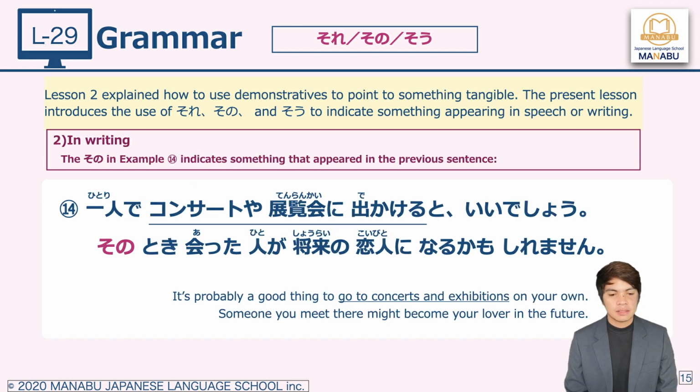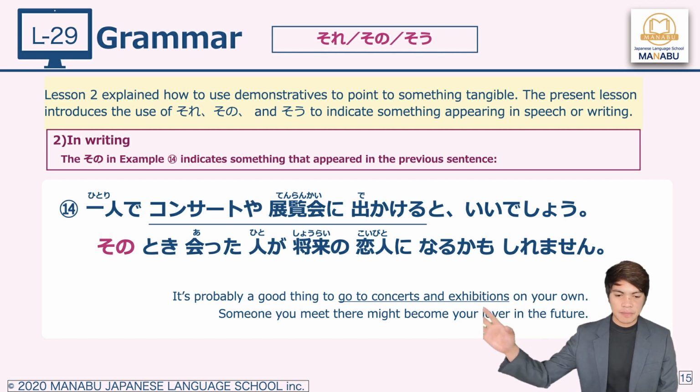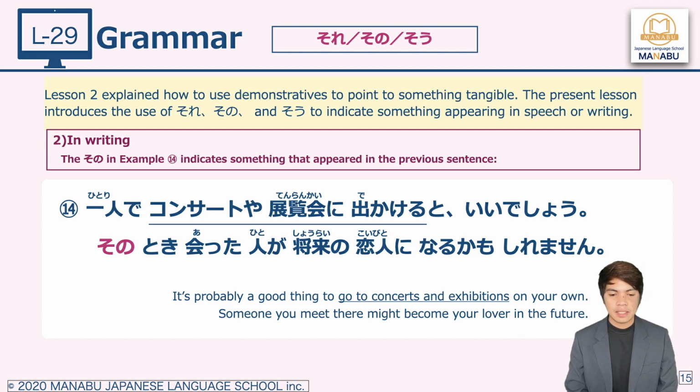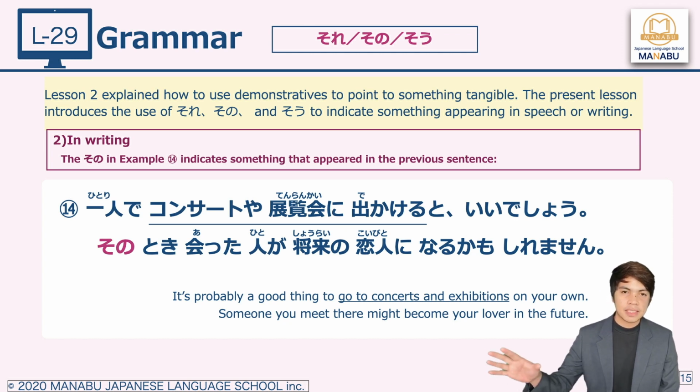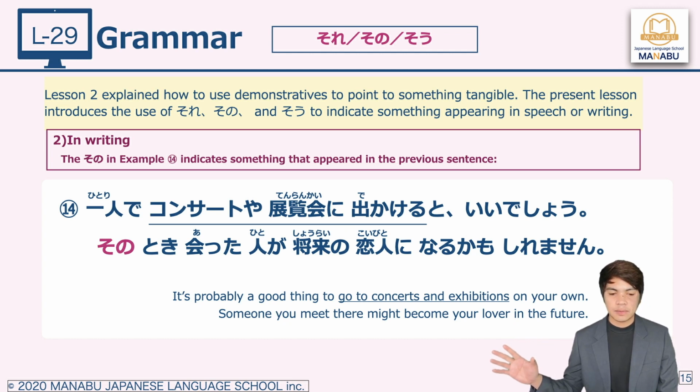Example number 14. The sono in example number 14 indicates something that appeared in the previous sentence. So for example, hitori de konsato ya tenrankai ni dikakeru to ii desho. Sono toki yatta hito ga shourai no koibito ni naru kamo shirimasen. So the first sentence, hitori de konsato ya tenrankai ni dikakeru to ii desho. It's probably good if you go alone, hitori de, to concerts and exhibitions.